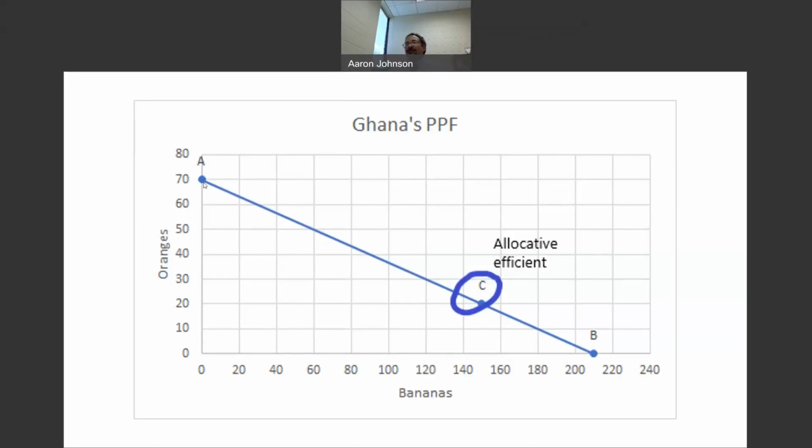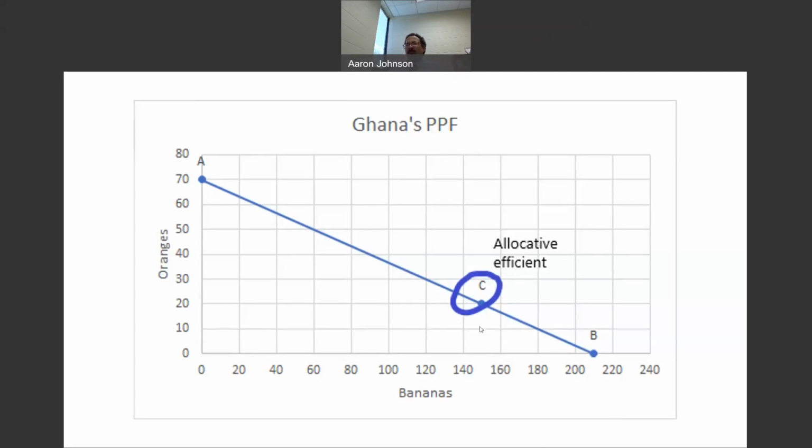That's important because we want to find out what good each country should specialize in. The next step is, based on the data, to draw a production possibilities frontier for both countries. With Ghana, they can either produce 70 oranges and 0 bananas, which we're going to call point A, or they can produce 0 oranges and 210 bananas, which we're going to call point B. Let's look at what that would look like. Point A is 70 oranges and 0 bananas, and point B is 210 bananas and 0 oranges.